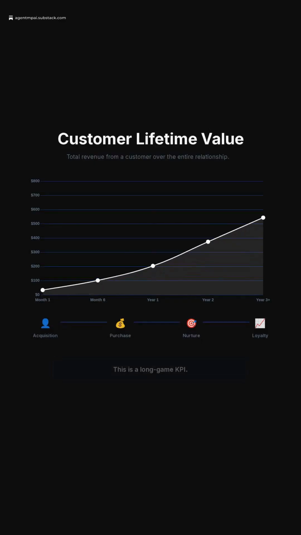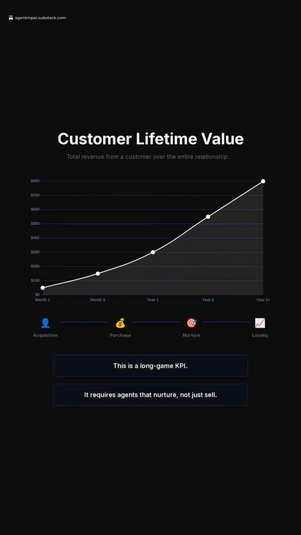Customer lifetime value, total revenue from a customer over the entire relationship. This is a long-game KPI. It requires agents that nurture, not just sell. CXOs design customer success agents that monitor engagement patterns, predict churn risk, trigger proactive outreach, and recommend retention offers, all orchestrated to maximize the value of each customer relationship over time.